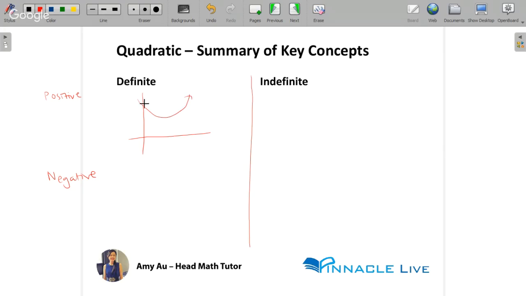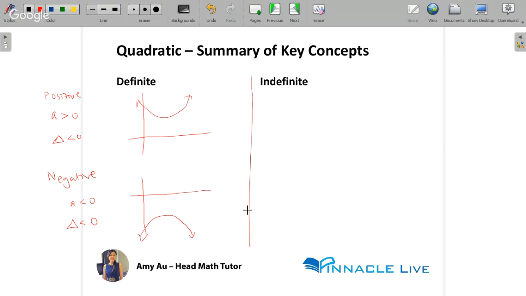So the parabola is entirely above the x-axis, so definitely positive. That's associated with a leading coefficient that's positive, but a discriminant that is negative, because that way you will not have any x-intercept. Negative definite, on the other hand, is definitely negative. The only difference is the discriminant is still less than zero, because you're not going to have any solutions, but the leading coefficient is negative.